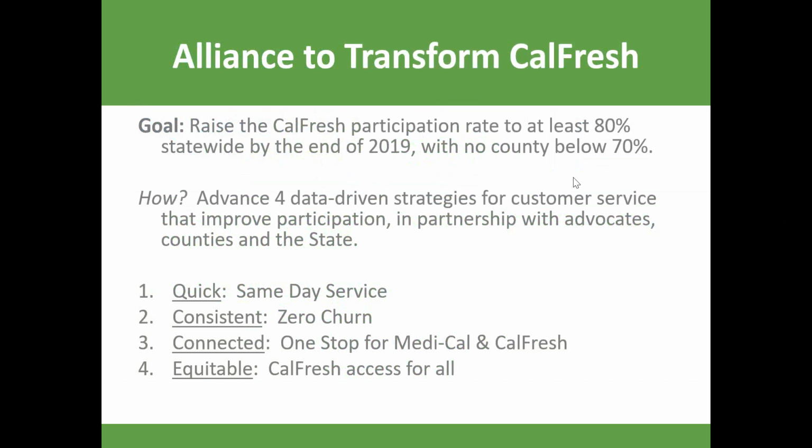I also wanted to say a few quick things about the Alliance to Transform CalFresh. We are a group of 7 statewide advocacy organizations that work to improve access to CalFresh through administrative advocacy, research and analysis, and supporting counties and county-level advocates to implement promising practices. Our goal is to raise the CalFresh participation rate overall and with no county below 70% over the next few years. We focus on 4 data-driven strategies that include same-day service, reducing churn, dual enrollment, and equitable access for all.